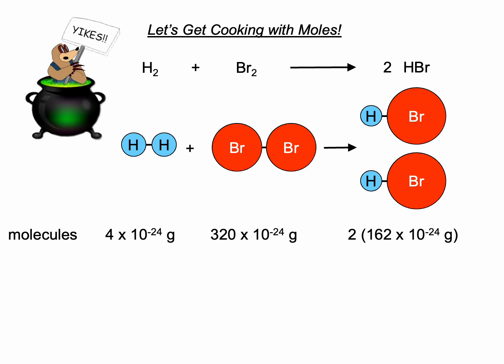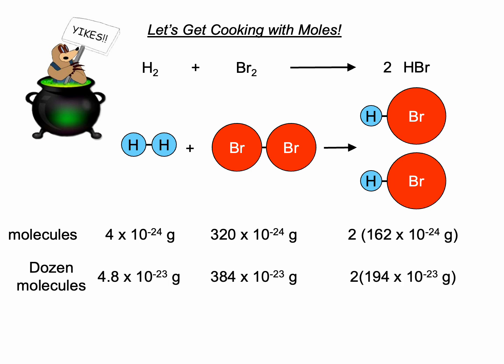So one of the things I'm going to say is that a mole and a dozen are very similar in concept. So let's look at what a dozen molecules would weigh. So now we have slightly larger numbers, but you just can't weigh them out. So the mass of 1 mole, remember a mole and a dozen are very similar in concept, so the mass of 1 mole of H2 weighs 2 grams. The mass of 1 mole of Br2 weighs 160 grams, and the mass of 1 mole of HBr weighs 81 grams.